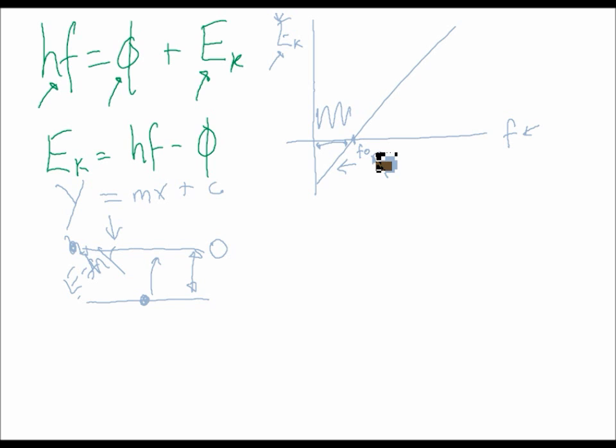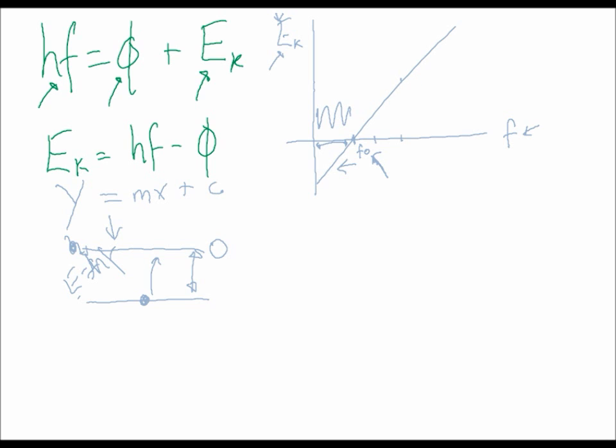Obviously, as soon as the frequency is any value above that frequency, we do get electrons emitted, and they have varying kinetic energies. And obviously, the higher the frequency, the higher the energy of the photon coming in, so the higher the maximum kinetic energy of those electrons.